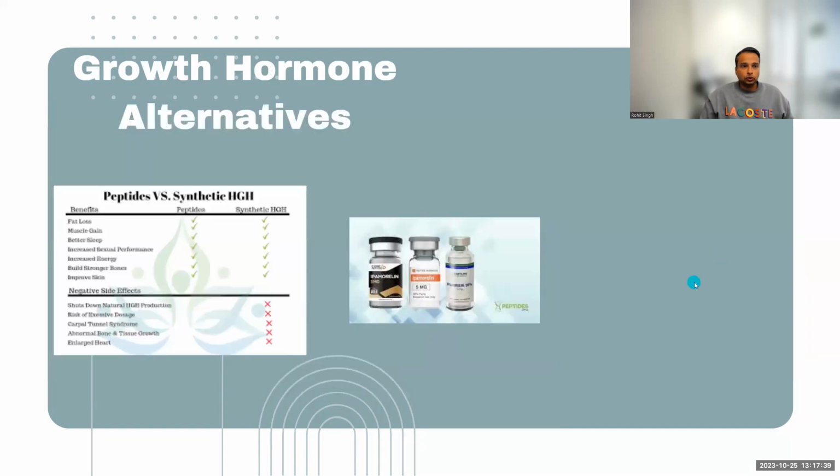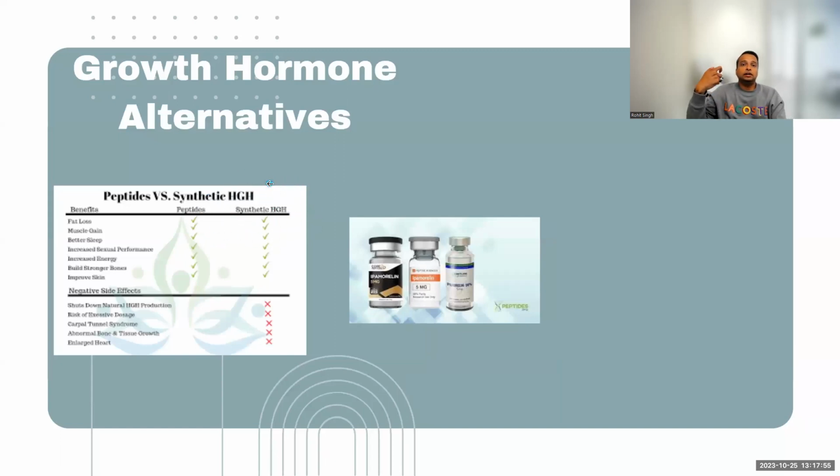So are there alternatives, or what are the problems with growth hormone? Apparently there are a lot of growth hormone alternatives, such as peptides. I apologize for this slightly pixelated image, but I just wanted to highlight it here.